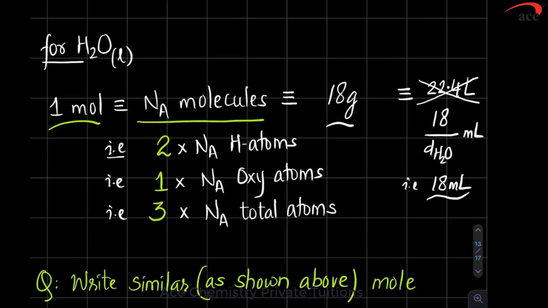This 18 ml of water contains how many molecules? Na molecules. How many hydrogen atoms does 18 ml of water have? 2 into Na hydrogen atoms. How many oxygen atoms does 18 ml of water have? Correct. 1 into Na oxygen atoms. How many total atoms? Not hydrogen, total atoms. Correct. 3 into Na.